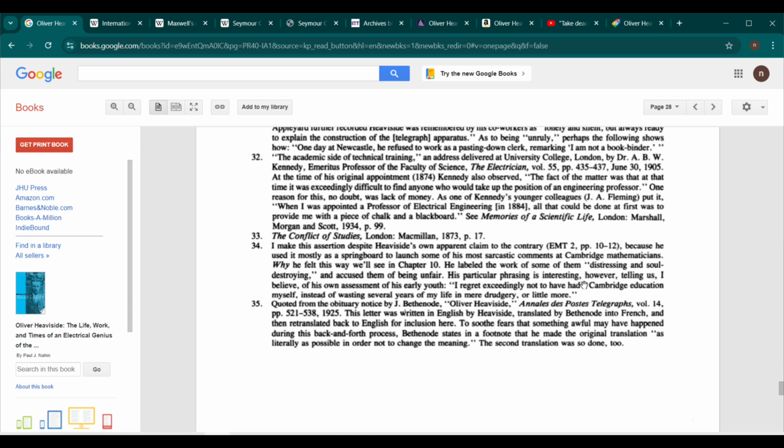His particular phrasing is interesting, however, telling us, I believe, his own assessment of his early youth: "I regret exceedingly not to have had a Cambridge education myself, instead wasting several years of my life in mere drudgery." So it does kind of explain his antagonism, or not cynicism, but just unhappiness, I guess, with not having a comfortable upbringing.